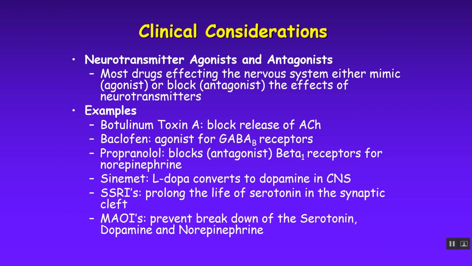Just some clinical considerations. Some of these we already mentioned: neurotransmitter agonists and antagonists. Most drugs that affect the nervous system are either mimicking a neurotransmitter and acting as an agonist for that neurotransmitter, or they're blocking that neurotransmitter in some way and acting as an antagonist to those effects. Okay.